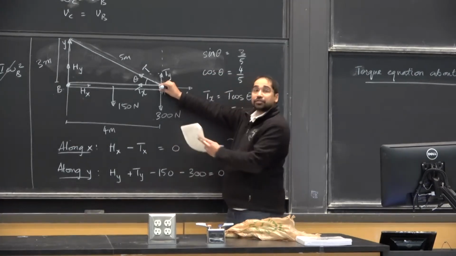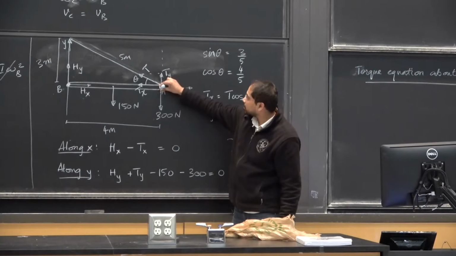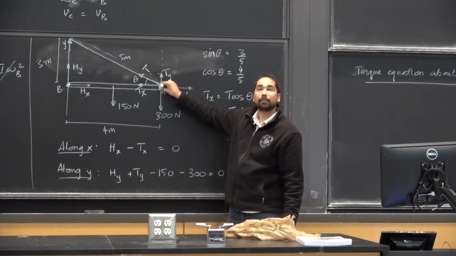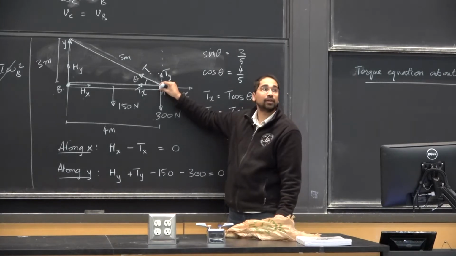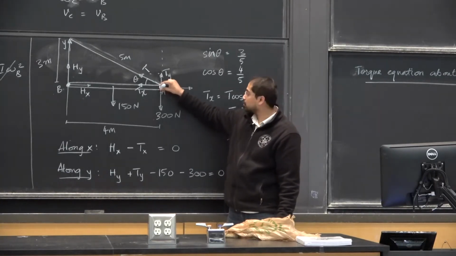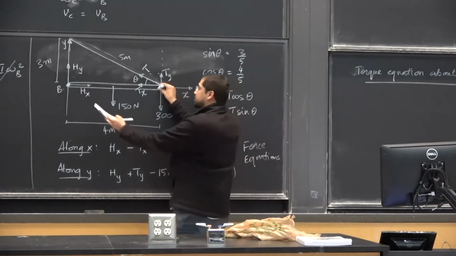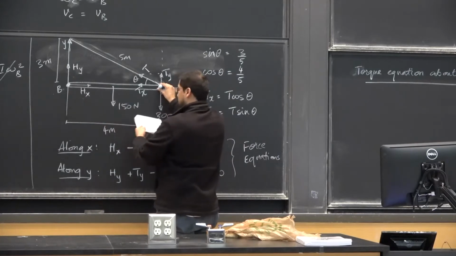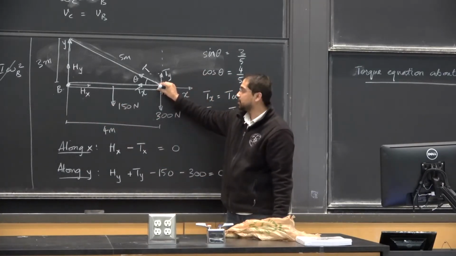What about the 300 Newton force? How does it act on the point A? Or how far is it from the point A? 0. So again, no torque from the hanging mass. What about Hx? It's acting a distance 4 meters from A. Does Hx have a torque?